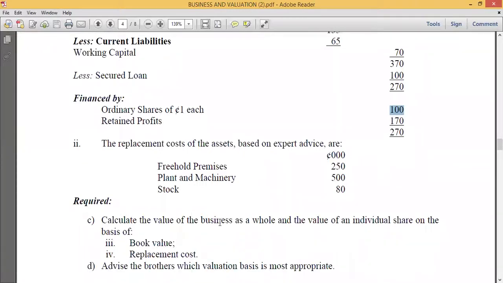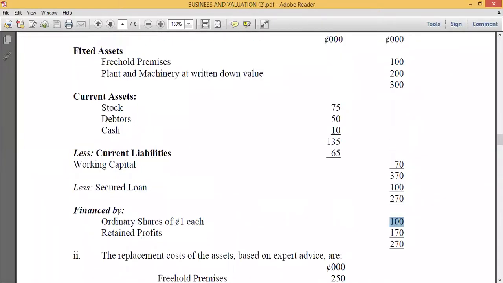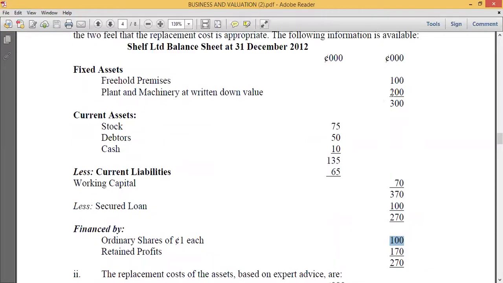Then we calculate the value. So we are doing the book value. That's the net asset value. So the net asset, let's calculate. They've given us the total asset, but they've not given it to us directly. Have you seen? It's part of the game.